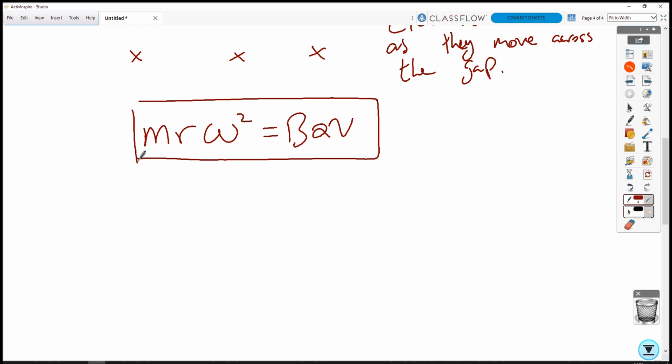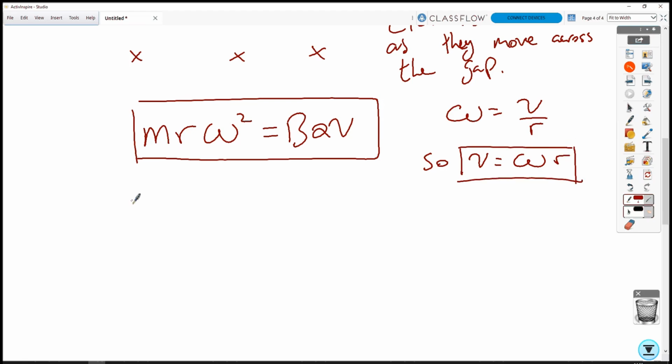Now we know that omega is equal to V over R. So V is equal to omega R. So we can make this substitution first. So we get rid of V and we put omega. So m r omega squared equals B q omega R.